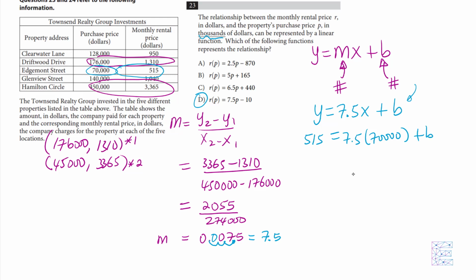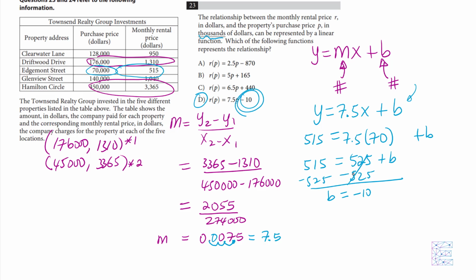So you'll find that 7.5 times 70,000 is what? Actually 70, because this is in thousands. 7.5 times 70, because we want to account for thousands, becomes 525 plus b on the right side. And then we have 515 on the left. So we subtract 525 from each side as shown. And of course those cancel, so our b value ends up being -10. And you can see that the b value here is -10.